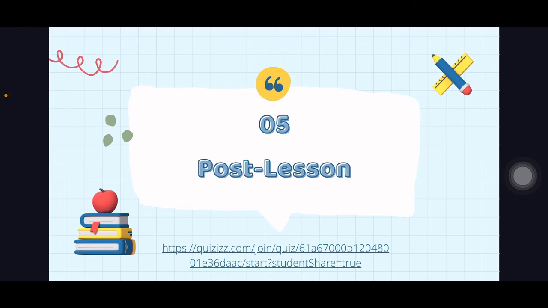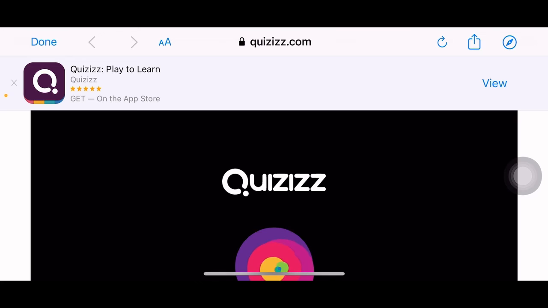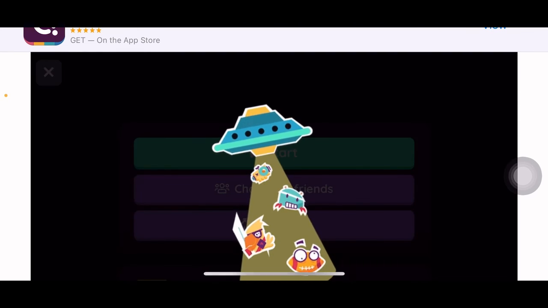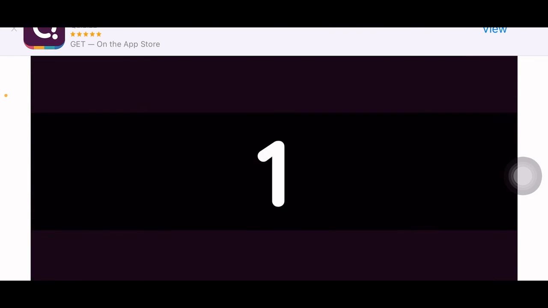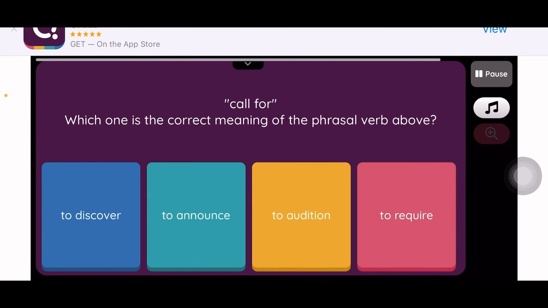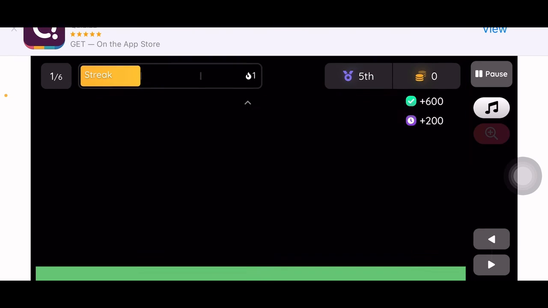Now we will open the link given and we will play the game together. If you are ready, we can start now. For the first one, call for. Which one is the correct meaning of the phrasal verb above? So call for, what is the meaning? If you answer, you can choose. Okay, so that is correct.